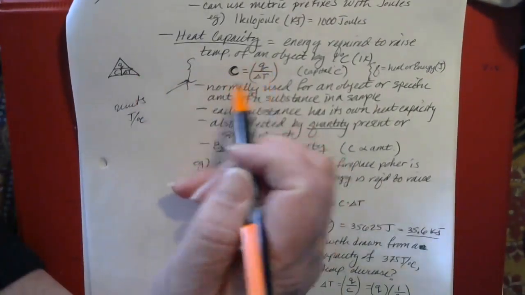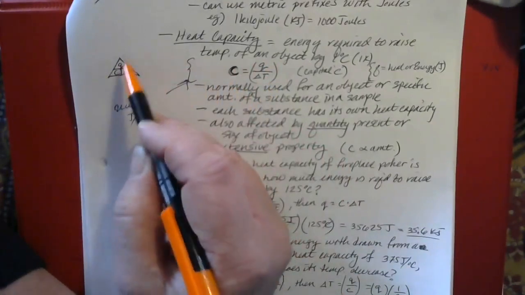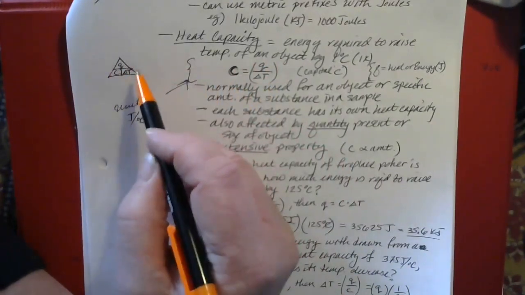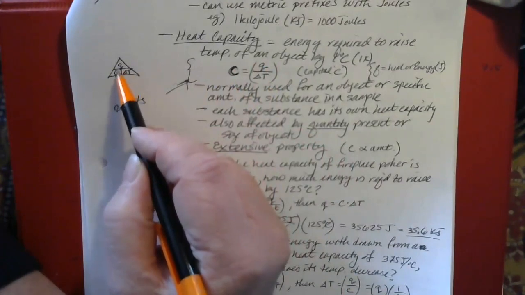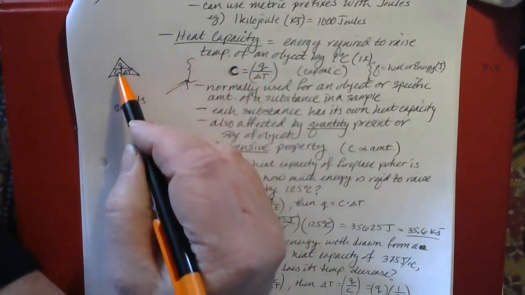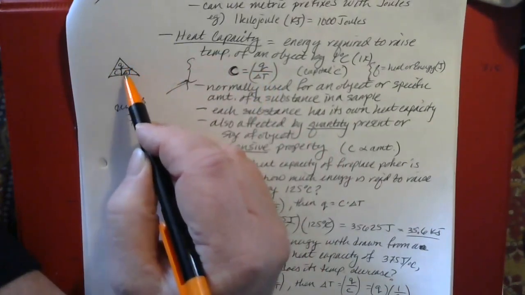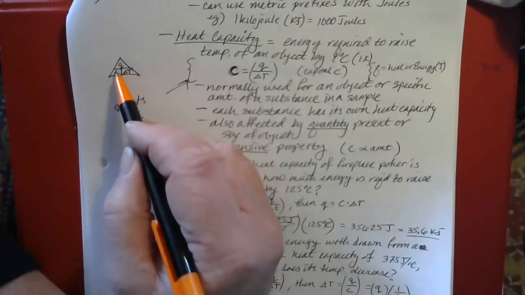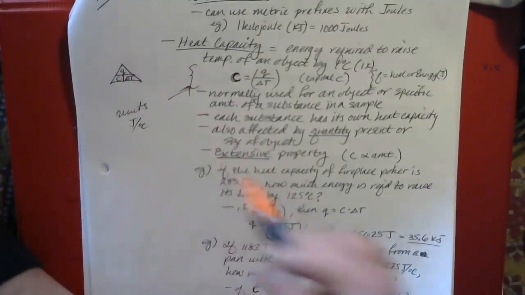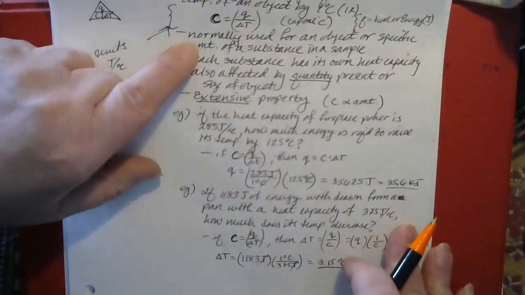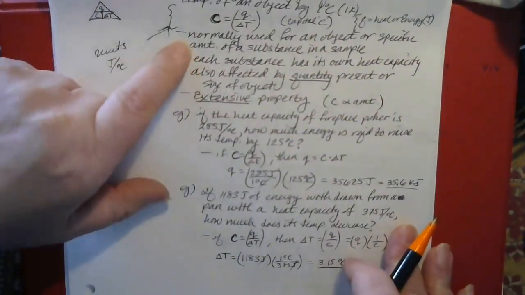Since this is a 3-term equation, we can set up one of our little triangles in case we need to rearrange it, where C is equal to Q over delta T. So C goes in the lower left-hand corner, Q goes on top, and delta T goes in the lower right. C is Q over delta T. And now that makes it easier for us to rearrange it. But we'll set that aside for a moment and come back to it.